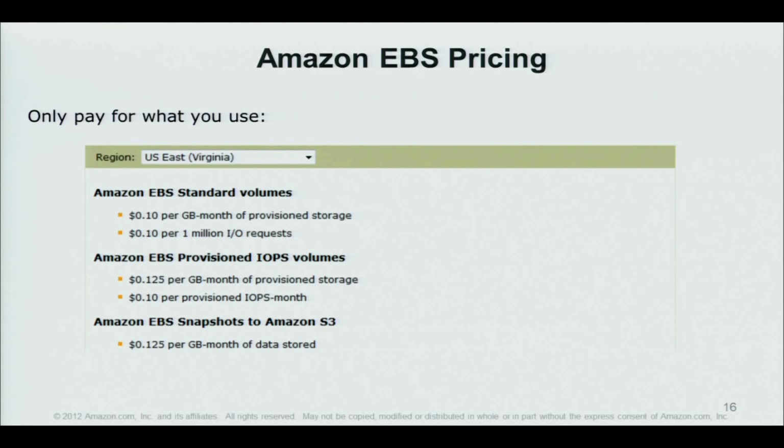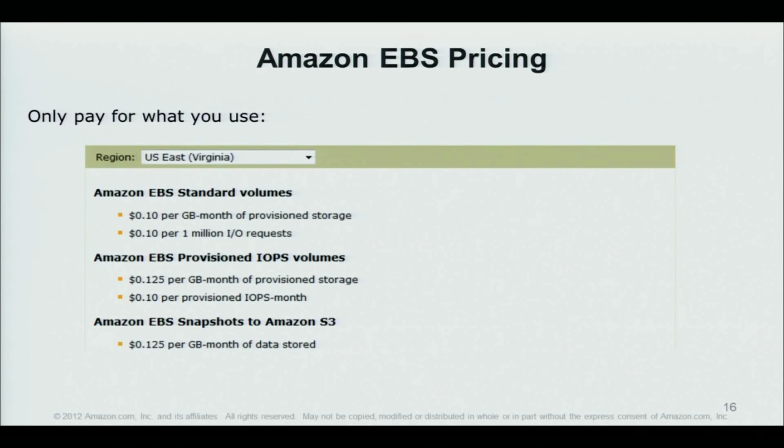I want to talk a little bit about how we price for EBS. EBS is similar to our EC2 instances. It's similar to our other AWS services in that you only pay for the resources that you utilize. The prices you see here represent our US East region. Our prices do vary based on the region that you're provisioning your resources. In the US East region, our standard EBS volumes are priced at 10 cents per gigabyte that you provision in a month. And then they're also priced at 10 cents per 1 million I/O requests in a month. So for every 1 million read or write requests that you send to your EBS volume, you'll pay 10 cents.